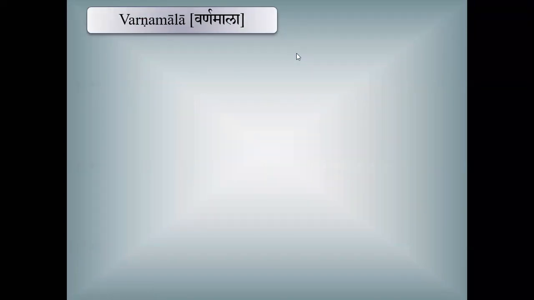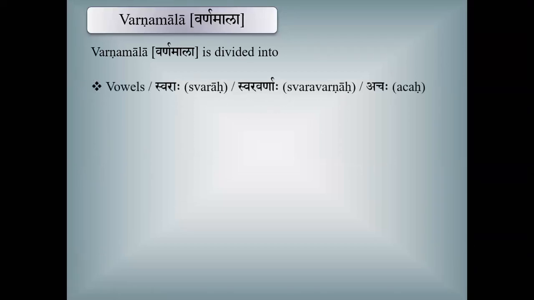We will have a quick recap of what we have seen so far. Varnamala is divided into vowels and consonants. Vowels are called Swaraha or Swaravarnaha or Achaha. Achaha is the short notation to represent vowels. All the vowels can be represented by the short form achaha. So when I use this word achaha, it means vowels. And it's interesting to know how achaha denotes vowels. Later we will be seeing it in the studying, but now you understand achaha means vowels. Swaraha means vowels. Swaravarnaha also means vowels.